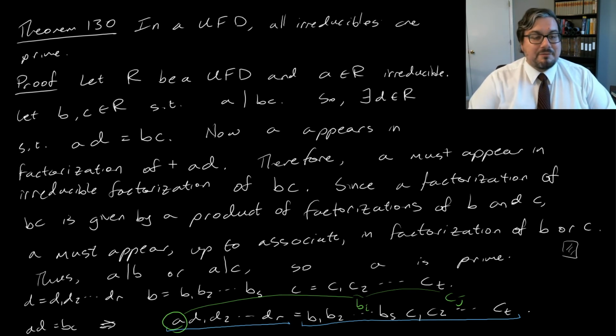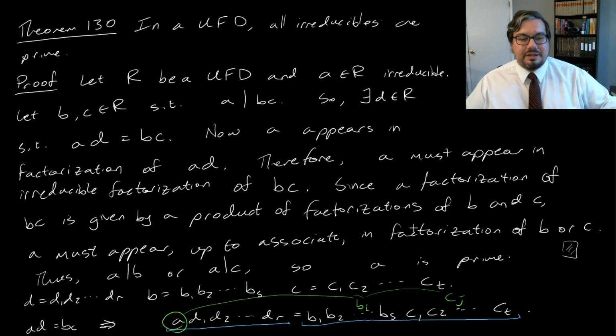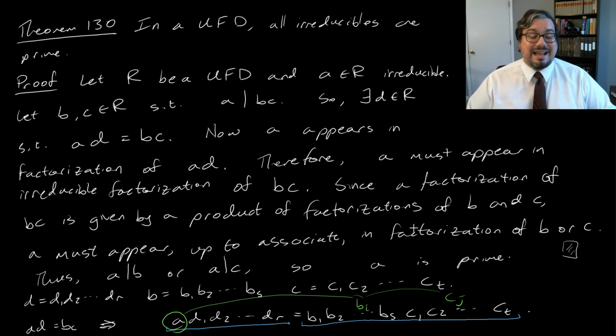All right, so in a UFD, all irreducibles are prime. Now, we've actually already seen this condition of irreducibles being prime. We know that that happens in a principal ideal domain. So a principal ideal domain has the property that all irreducibles are prime. That's going to be useful to us in a moment when we prove that UFDs and PIDs are related. One of them sits inside the other as classes of rings.